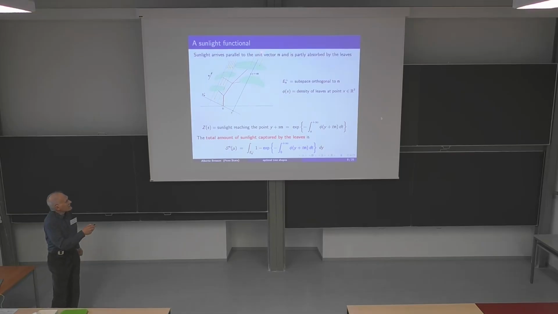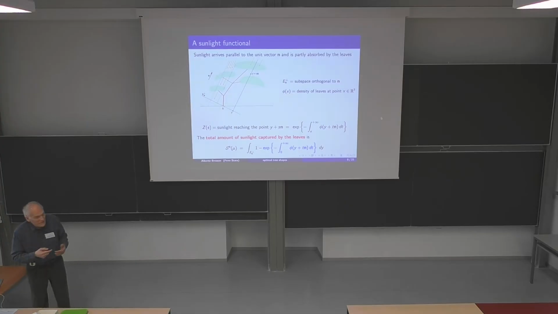So if we want to look at how much sunlight reaches a point y plus s n, so for example this point, well, it depends on how many leaves there are on top of this point. So you follow, for example, these light rays. Some of them will be collected here, and a few will go through, others will be collected here, and others will go through to the ground.